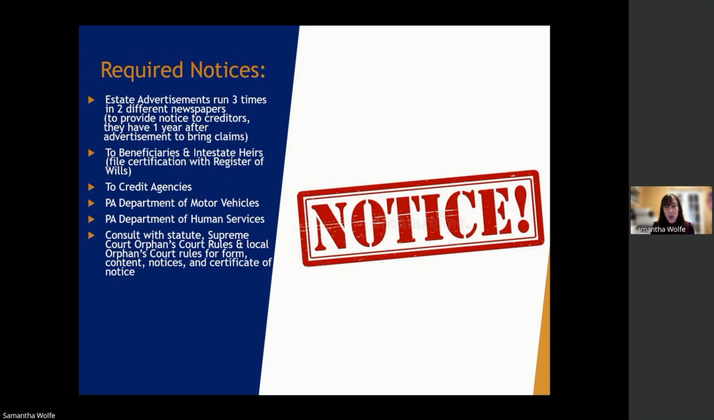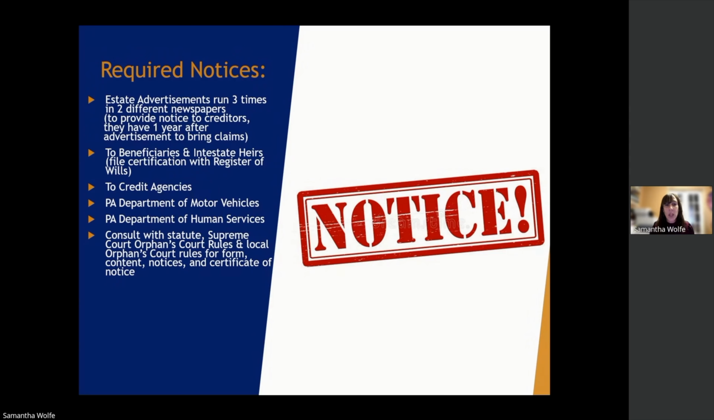You also have to provide notice to the beneficiaries and to the intestate heirs, meaning that if I had a client that had children, but for whatever reason disinherited the children under the will, under Pennsylvania law, those children still are required to get a notice that the person has passed away. Once you provide the notice to the beneficiaries, you then have to file a certification with the Register of Wills saying that you as the executor provided the notice to the different beneficiaries, and this is the date you provided the notice. You typically want to notify the 3 credit reporting agencies so that they don't issue credit under the decedent's Social Security number.